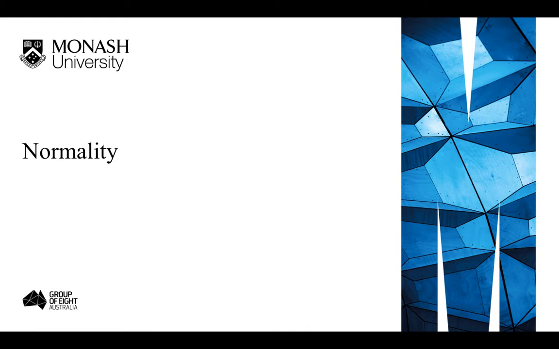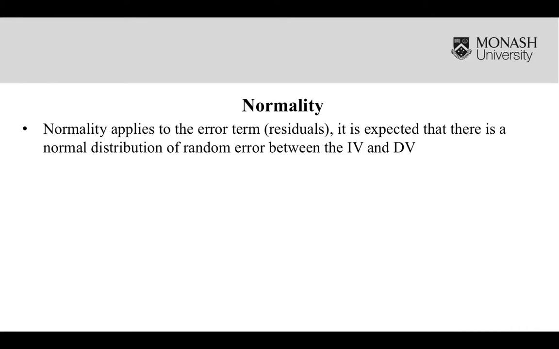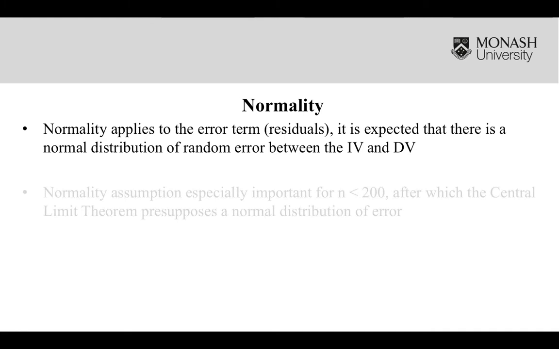So after running tests for missing data and replacing the MCAR data, and also identifying and windowing the univariate outliers, as well as removing the multivariate or inconsistent responses, it's then necessary to check for normality within your dataset. So univariate normality applies to the error term or the residuals. It is therefore expected that there is a normal distribution of error, or random error, between the independent variable and a dependent variable.